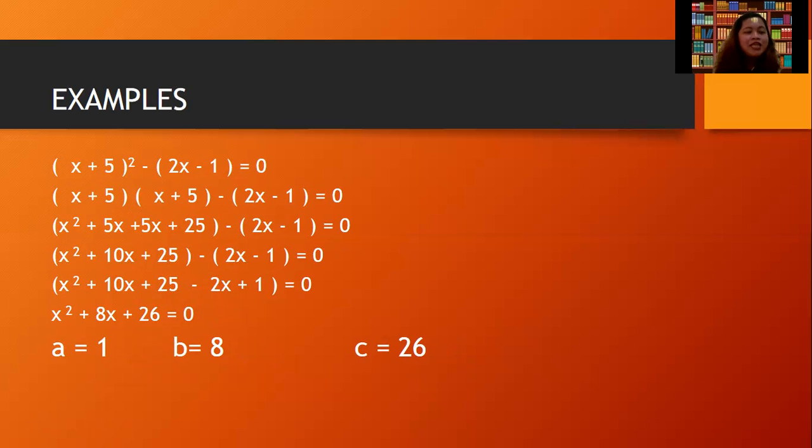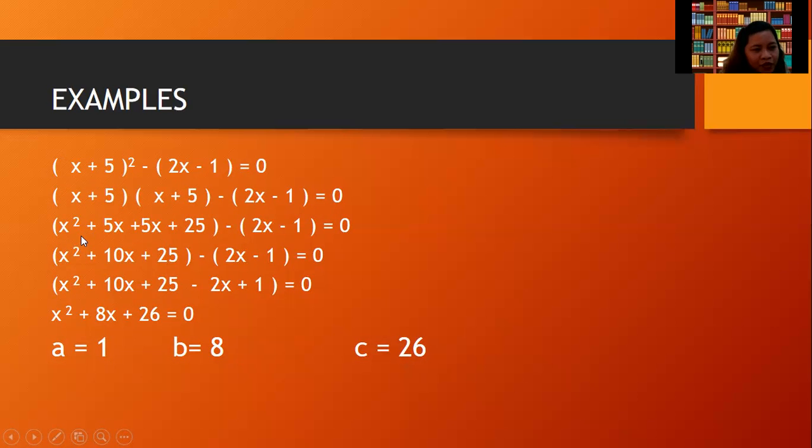And for our last example, this is the quantity x plus 5 squared minus 2x minus 1 is equal to 0. It looks complicated, but it is easy. The x plus 5 squared, expand it twice. x plus 5 times x plus 5 minus 2x minus 1 equals 0.